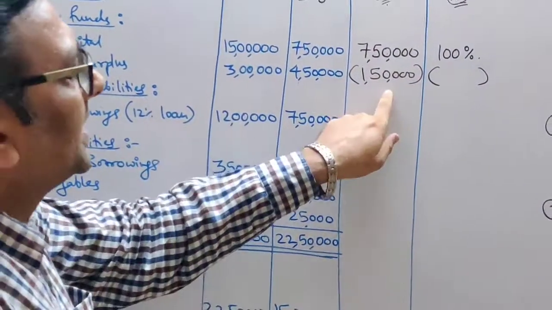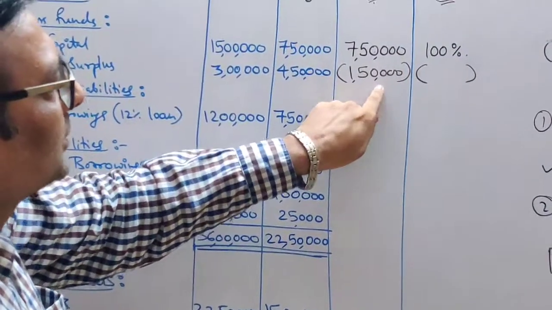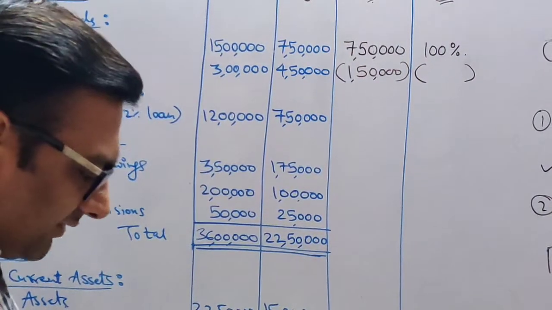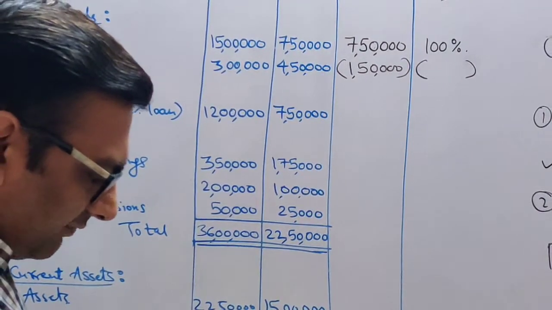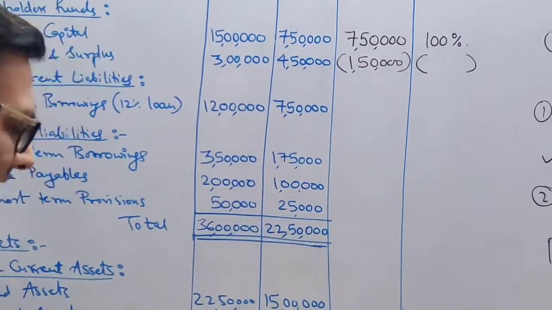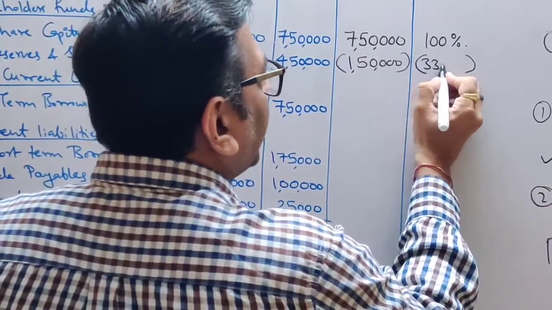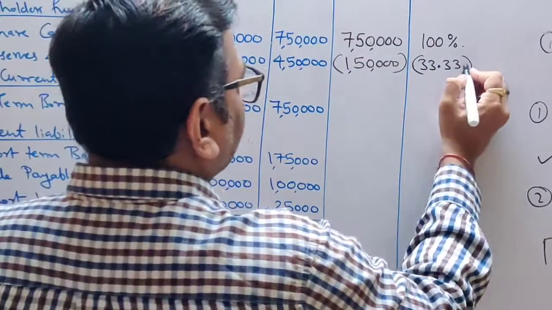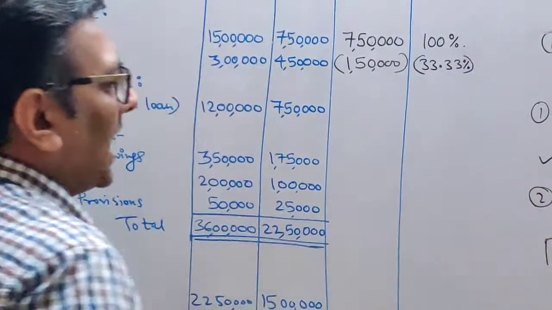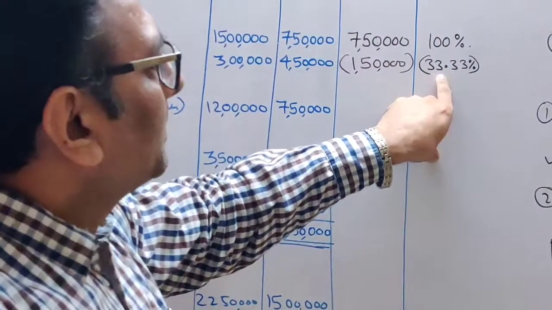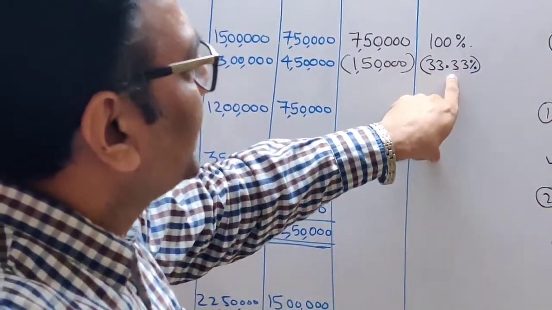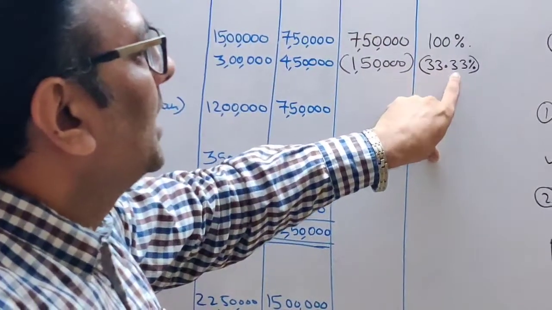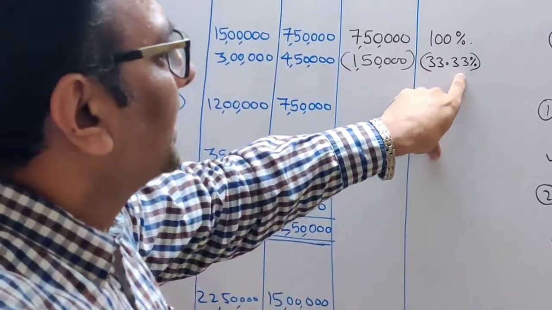Now let's find the percentage. How to find? Absolute change divided by base year. So 1,50,000 divided by 4,50,000 percentage. It is 33.33%. Now, after the decimal, you are supposed to write only 2 digits. After the decimal, you are expected to write only 2 digits.